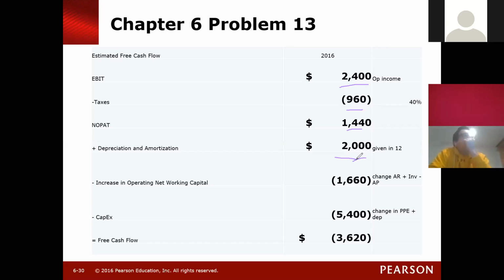In 2016, it goes to 7,200 for accounts receivable, plus 11,400 for my inventories, and subtract out 8,640 for my accounts payable to get to 9,960. The difference between those numbers is 1,660. Everybody see how we got the working capital number?